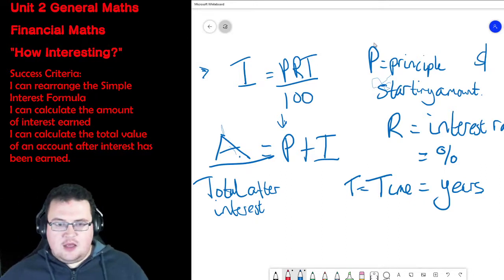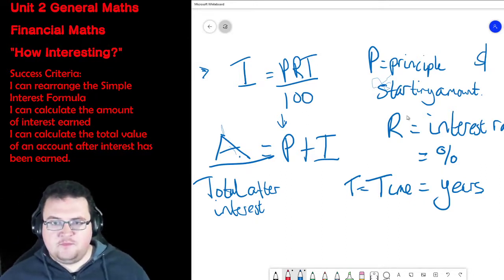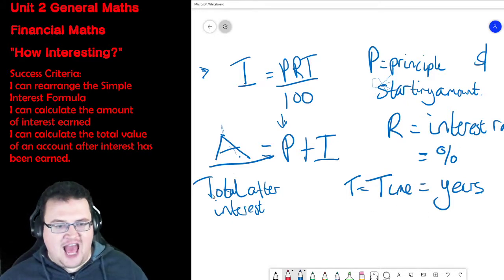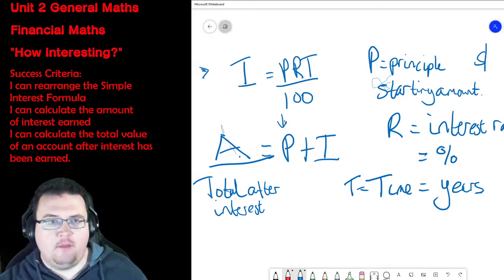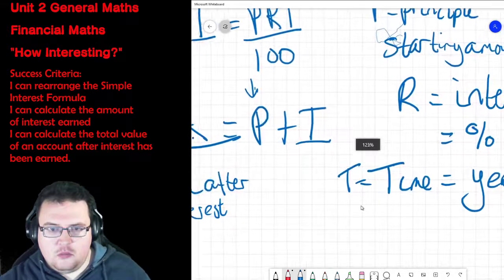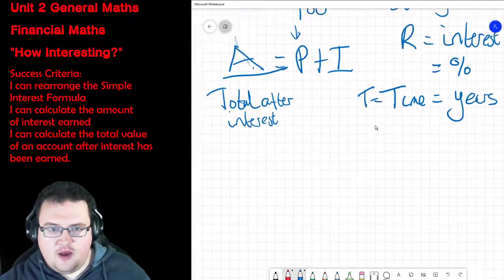All right. So the principal is the starting amount. The R is your interest rate. T is the time in years. And the A is the total amount after interest. I've just realized how rubbish my handwriting is on the screen. For that, I apologize. Still getting used to doing all this again.